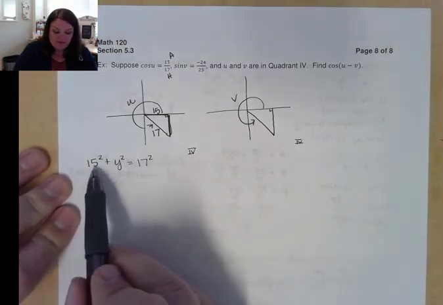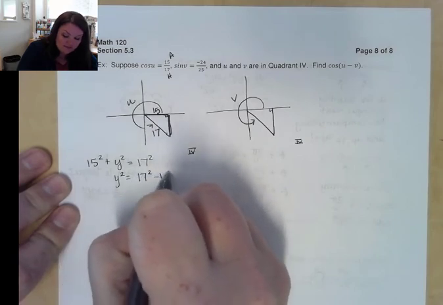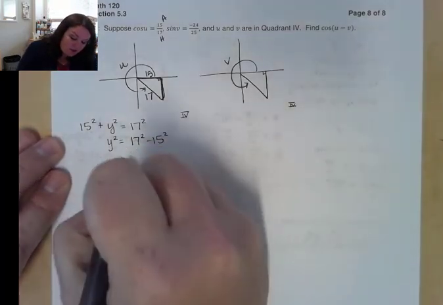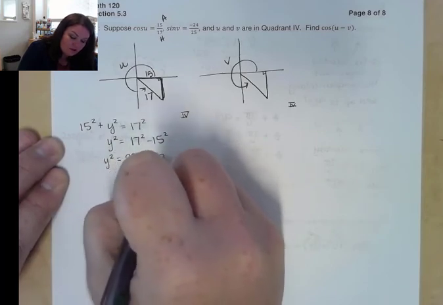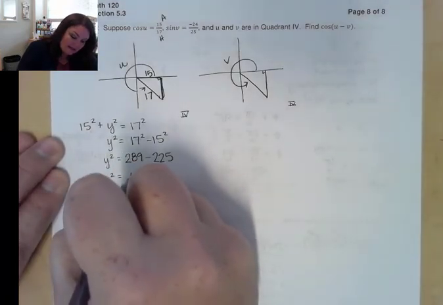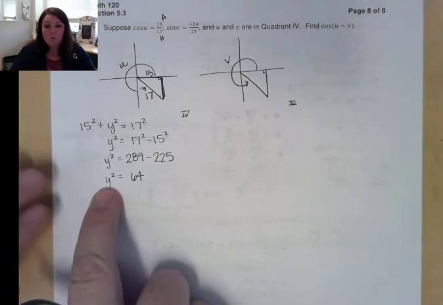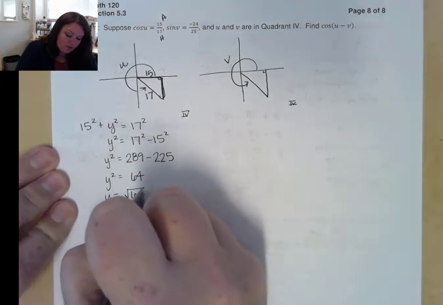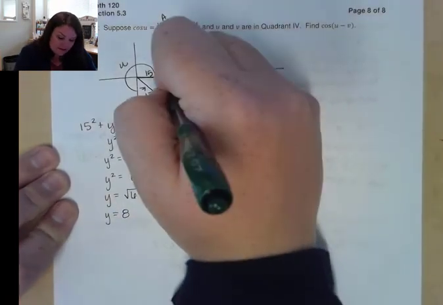So I'm going to go ahead and move my 15 squared to the other side. So that means y squared is equal to 17 squared minus 15 squared. I'm going to go ahead and write out what those values are. 17 squared is 289. And 15 squared is 225. So when I subtract those, I get 64. Okay, now that's for y squared. Remember, we want only y. So I'm going to take the square root of both sides, which gives me y is equal to the square root of 64, which means that y is equal to 8. So this length is 8.